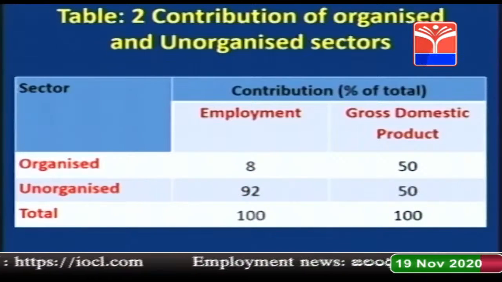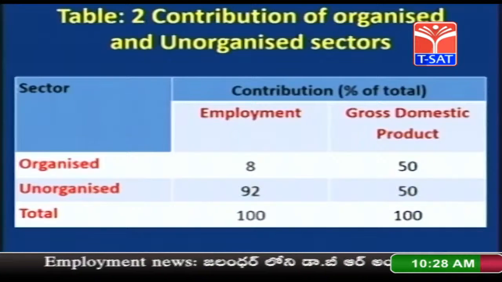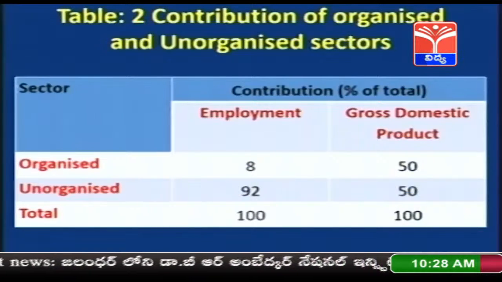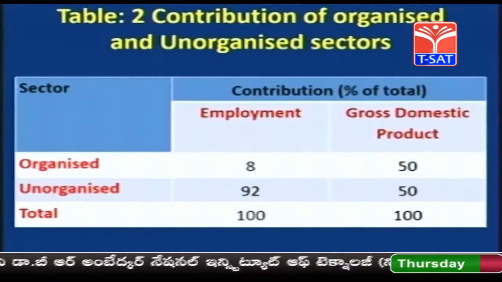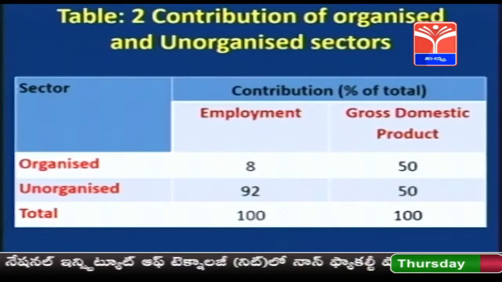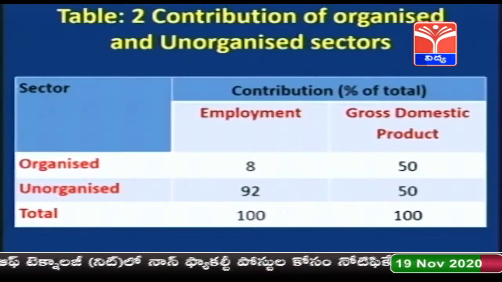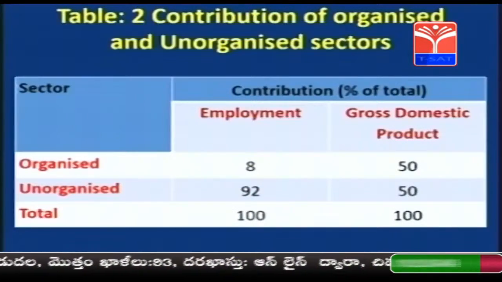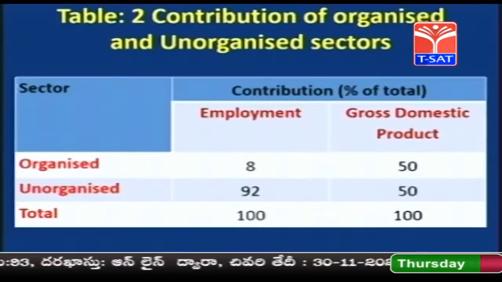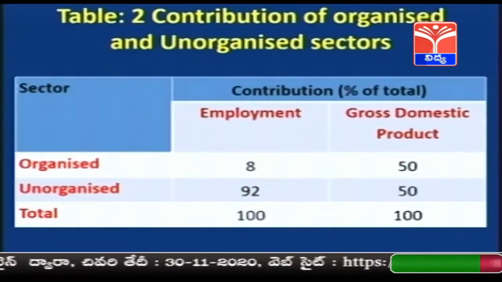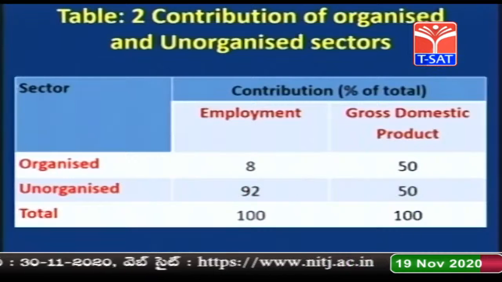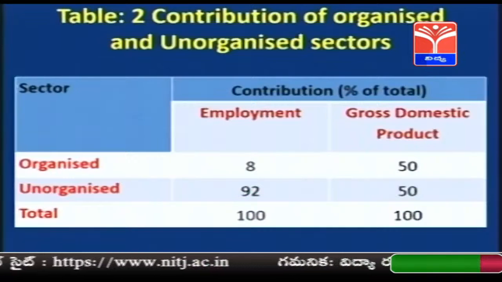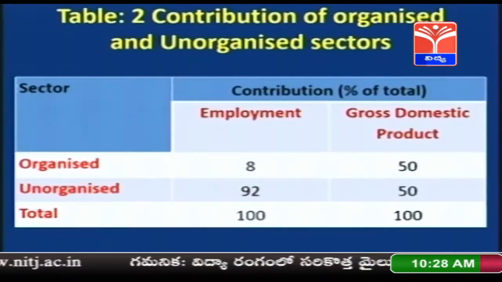Unorganized sector, 92% of the people working in the unorganized sector, their contribution is 50%. See here, 8% is organized and 92% unorganized. That means large differences are there in employment, but the domestic GDP contribution is 50%, 50%. Organized 8% also 50%, 92% people are working in unorganized sector, their contribution in the national income is only 50%.